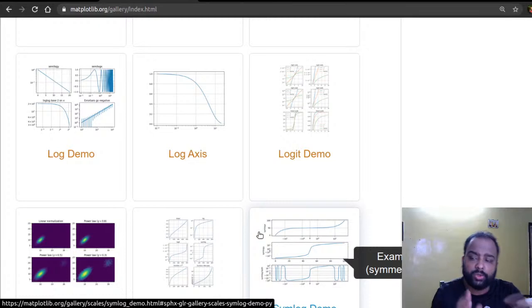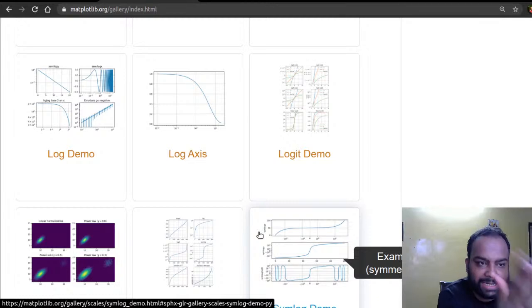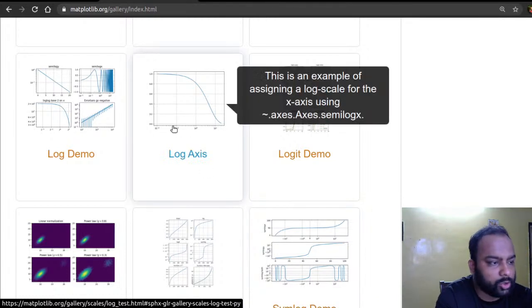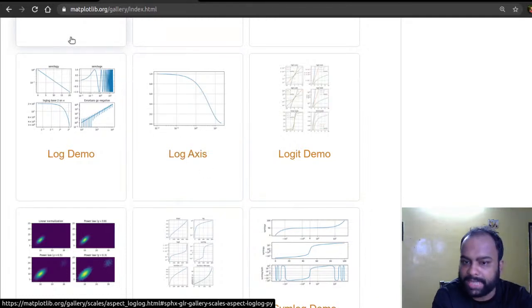Matplotlib to some extent can also let you do real-time plotting. Real-time plotting means something is happening in real time and a certain plot is being generated as the event is happening. Okay, so those kinds of plots are also available inside Matplotlib.